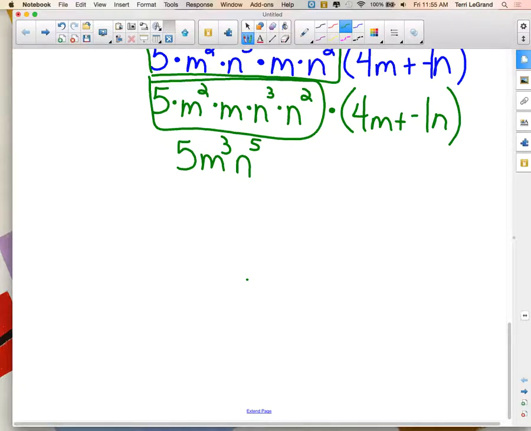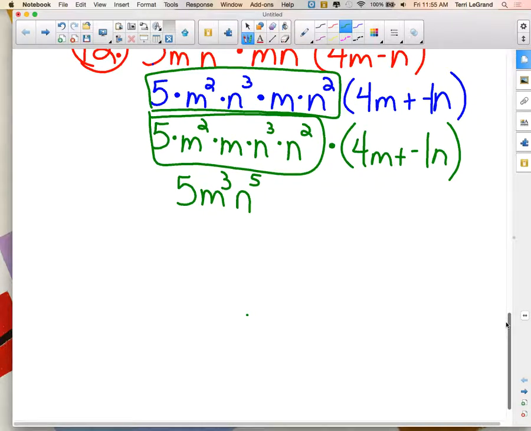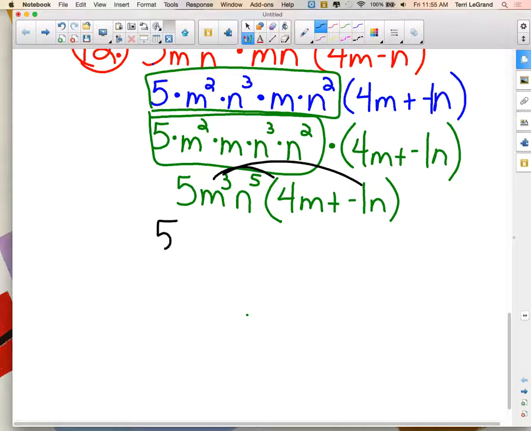Okay, so what we had out front here became this monomial, 5m cubed n to the 5th. And that is what's going to get multiplied times the 4m plus negative 1n. We're going to take that times that binomial. So now it looks like the problems we've just been doing. But we had to get it all put together. So now we're ready to do our distributive property, where we'll say 5m cubed n to the 5th.